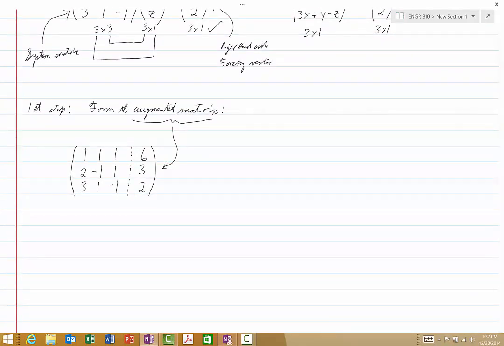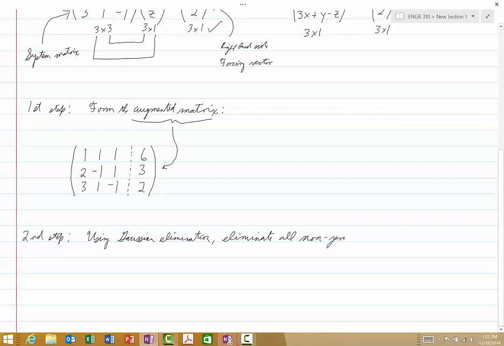And now what we want to do next, second step, using Gaussian elimination, eliminate all non-zero terms below the main diagonal.